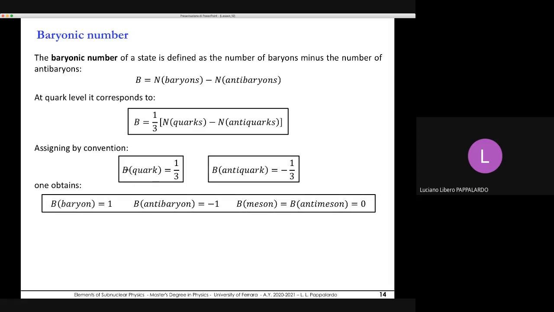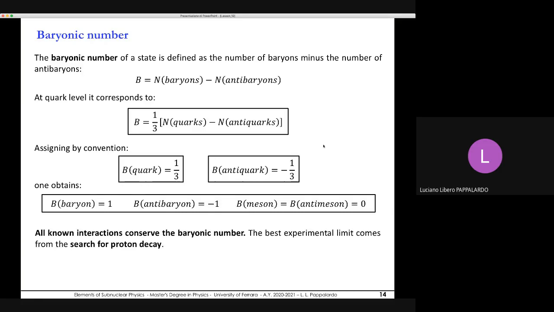Now, assigning by convention the baryonic number 1/3 to the quark and minus 1/3 to the antiquark, then of course one obtains, due to this relation here, that the baryonic number of a baryon is +1, the baryonic number of an antibaryon is -1, and the baryonic number of mesons and antimesons is 0. Okay, because the quark and antiquark contributions cancel, being of opposite sign. Now, it is important to stress again that all known interactions conserve the baryonic number, okay? And the best experimental limit comes from the search for proton decay, okay?